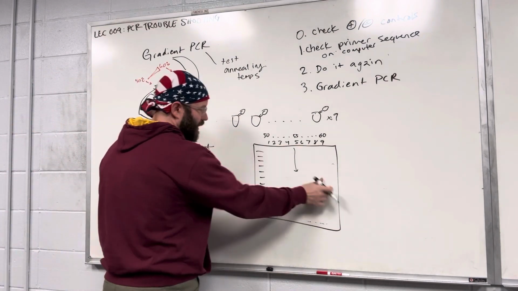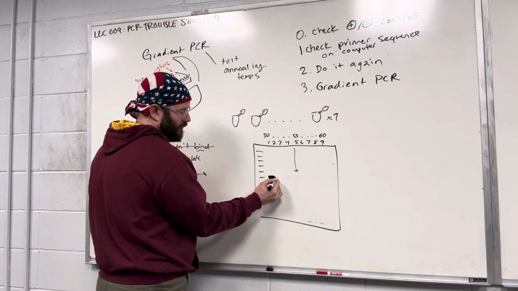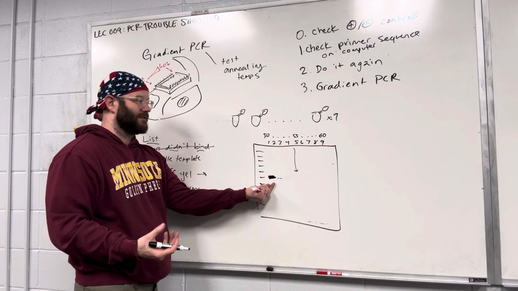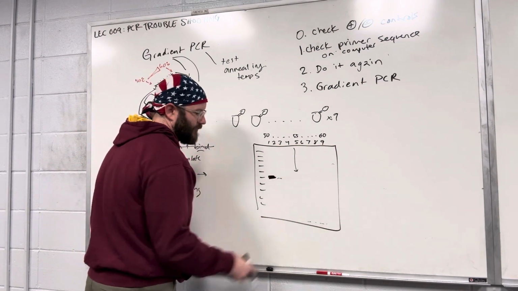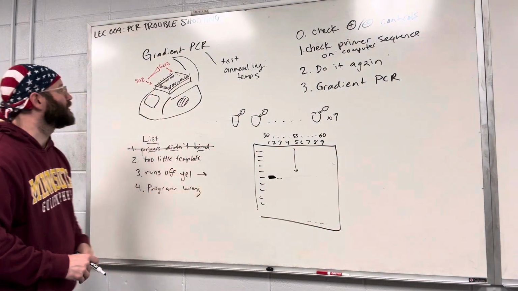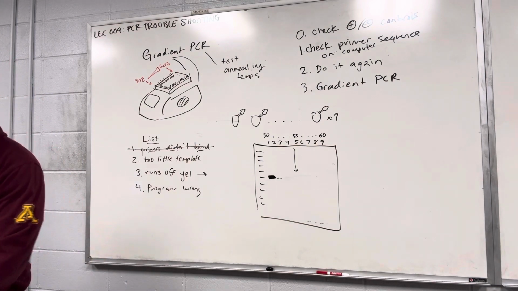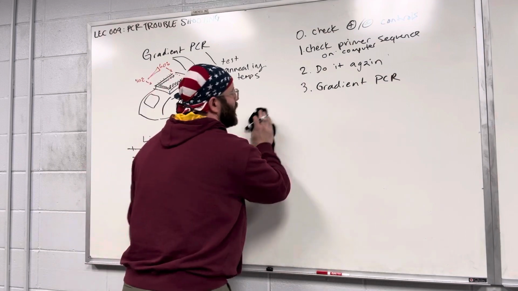Oftentimes it's something really weird, like you might see a pattern that looks like this, which for some reason suggests that your primer pair needs to be cold at annealing for whatever reason. Or you might see something different at the hot temperature, okay? But this is a fast way to cycle through gradient temperatures. Okay, so that's called a gradient PCR.